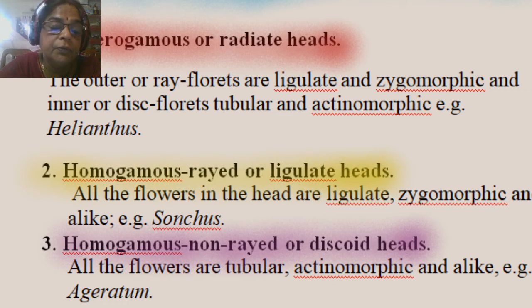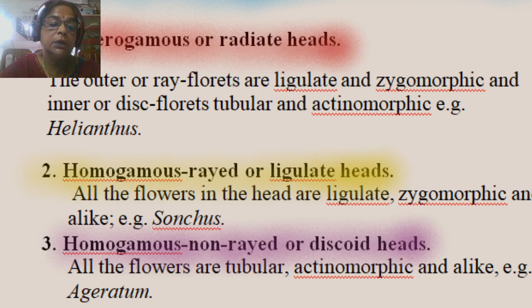The third type is the homogamous non-radiate or discoid head. In this type of head, all flowers are tubular and actinomorphic, and all are in the same condition. The example is Ageratum conyzoides. So three types of head inflorescence are found in the family Compositae or Asteraceae.